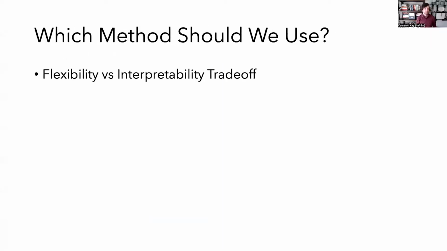And there's three different considerations we can take into account when we're considering which method to use. One is whether the model is flexible or whether it is interpretable. So this is a trade-off between two different ideas. So a flexible model is going to provide very, very good predictions, right?